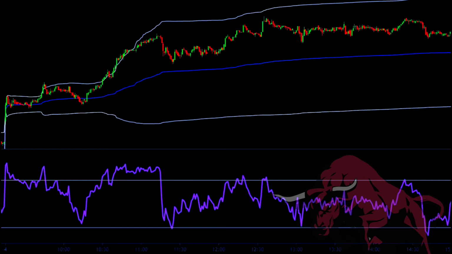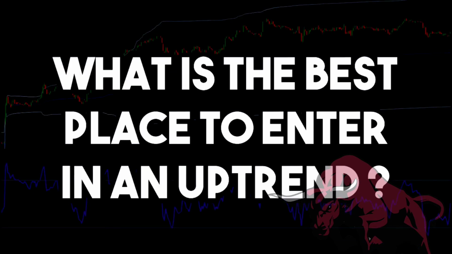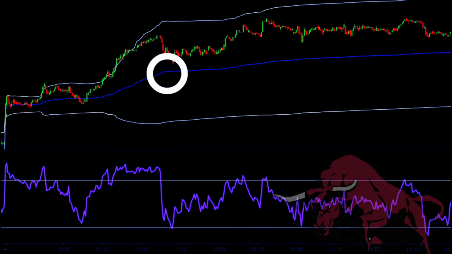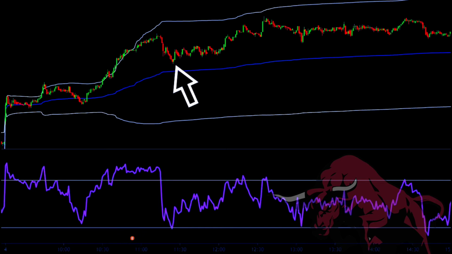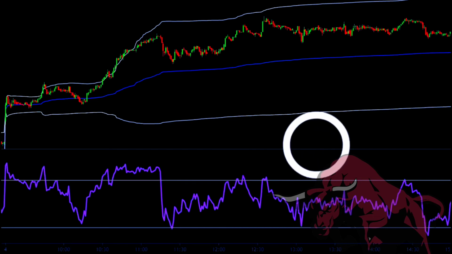And if you remember, what is the best place to enter in an uptrend? The VWAP. Therefore, we will wait for the price to come near the VWAP. So here, we see that the price makes a pullback and comes near the VWAP. Now, note that it does not exactly touch the VWAP, but it is really close.